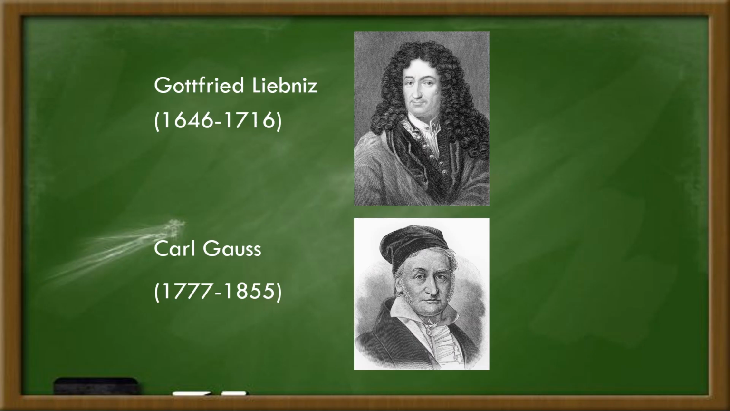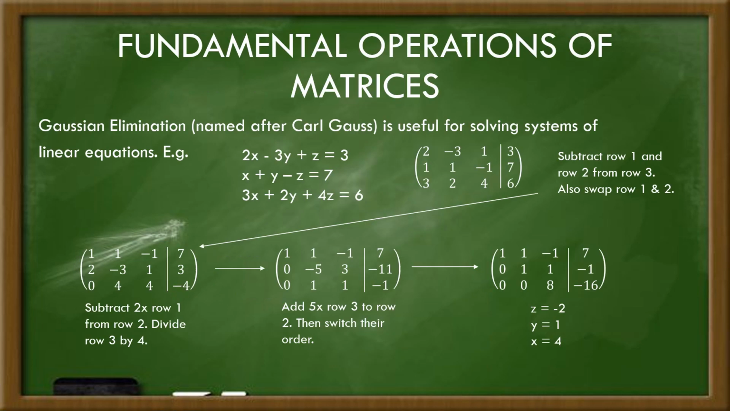The formal European theory of matrices was later developed by a German mathematician named Gottfried Leibniz in the 17th century and was expanded on further by Carl Gauss during the late 18th century, who worked on matrix multiplication and inverses of matrices, as well as rediscovering Gaussian elimination.